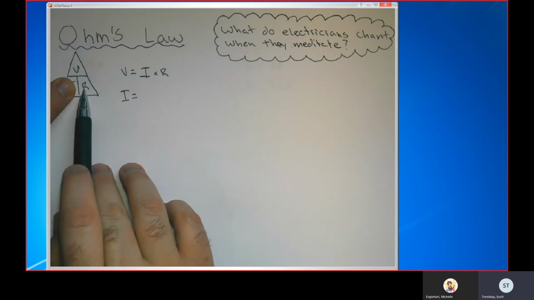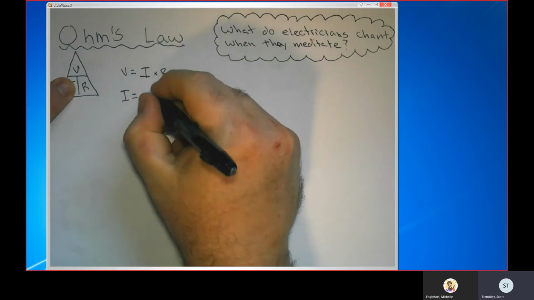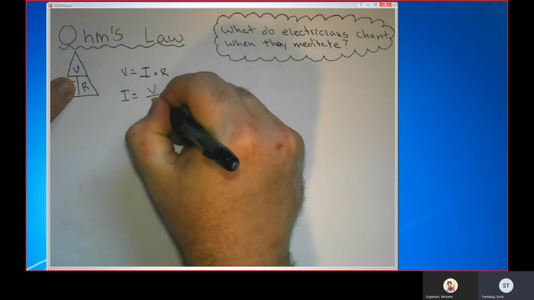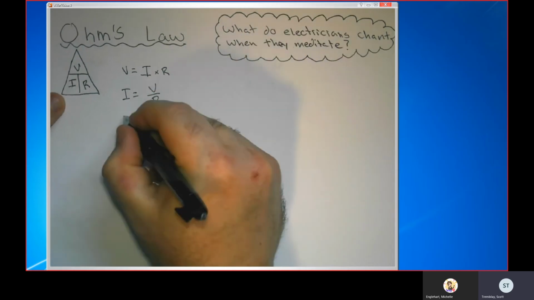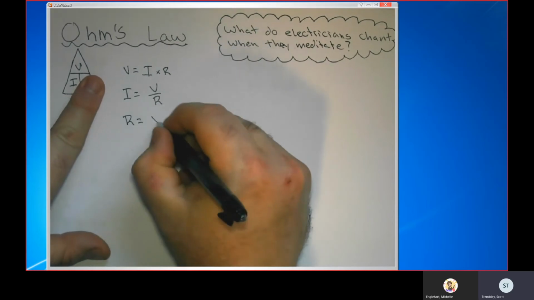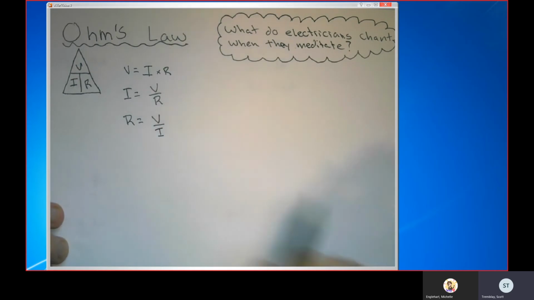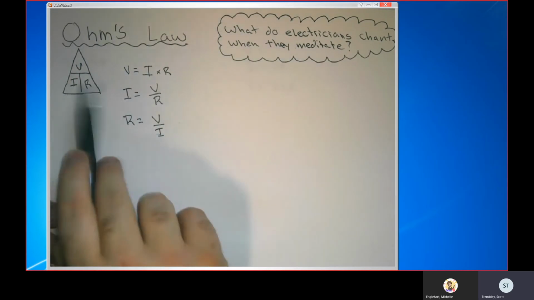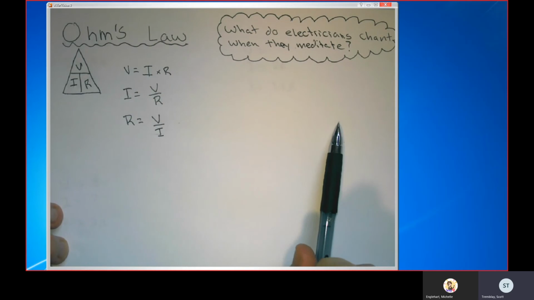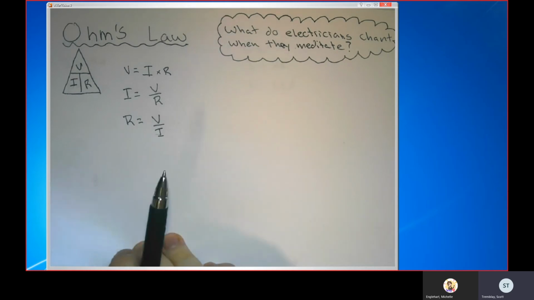If I'm looking for I, well, I just put my finger over the I, and I'm left with V over R, okay? And so in math, when you have something over something, this is just divide. So V over R. And if I'm looking for R, my finger over R, and I'm left with V over I. Okay? And those are just your three formulas that we can get out of Ohm's law. And that's basically how you use it. It's as simple as that. So let's get into some of the math problems.